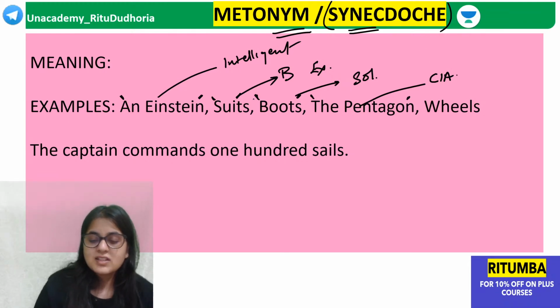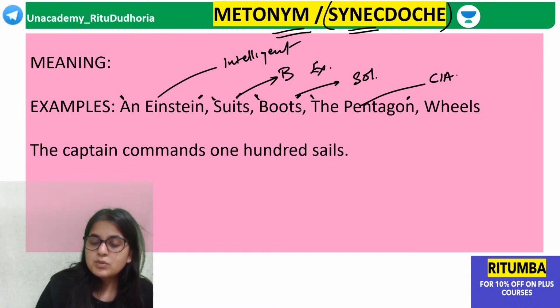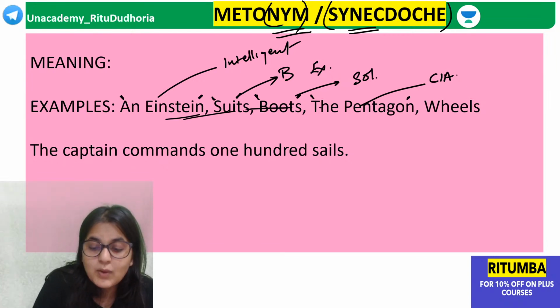So actually suits is an attire, but it represents something. Boots is actually shoes, but it represents something. Pentagon is actually a shape, actually the name of the building, but it represents something else. Einstein is actually the name of a person, but it represents something else. So guys, that is our metonym. Nym means name. Okay, and I'll come to the wheels part; that is actually synecdoche. I'll explain the difference between synecdoche and metonym.